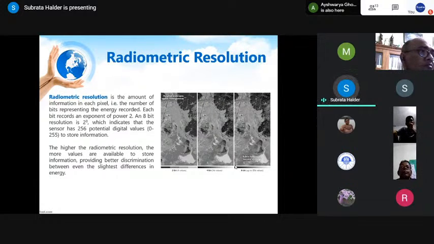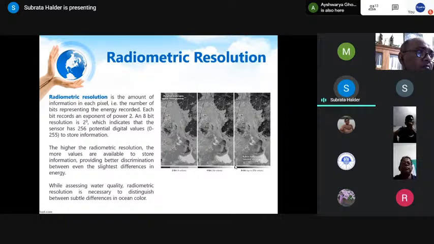The higher the radiometric resolution, the more values are available to store information, providing better discrimination between even the slightest differences in energy. While assessing water quality, radiometric resolution is necessary to distinguish between subtle differences in the ocean color. Here, three radiometric resolutions are shown. This is 2-bit resolution, this is 4-bit resolution, and this is 8-bit resolution.